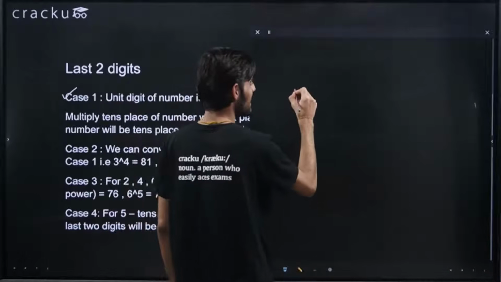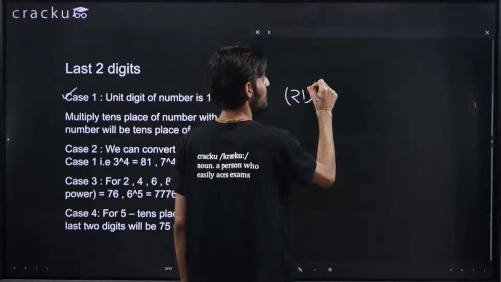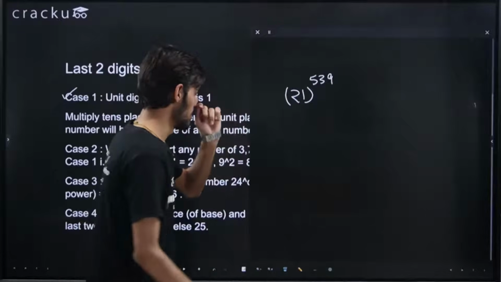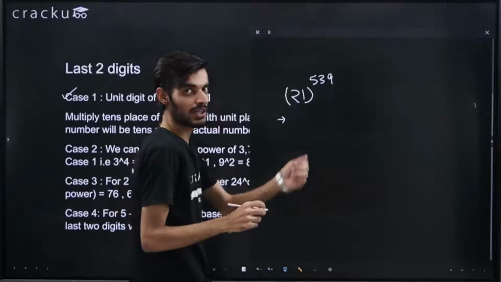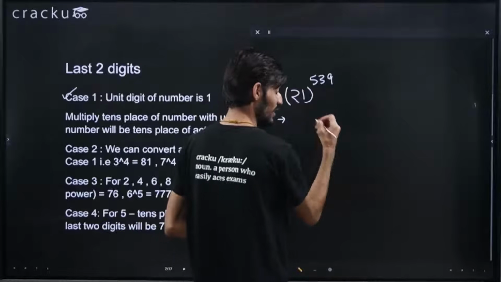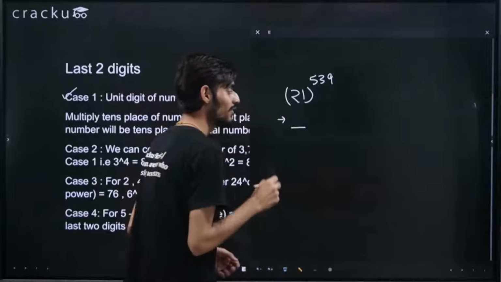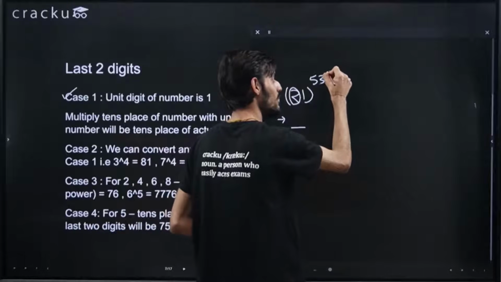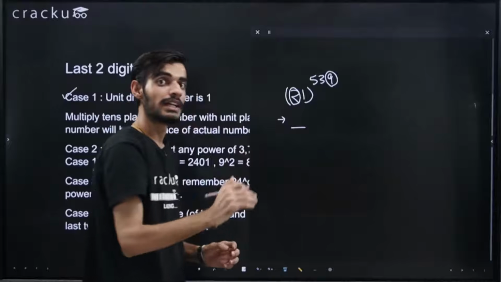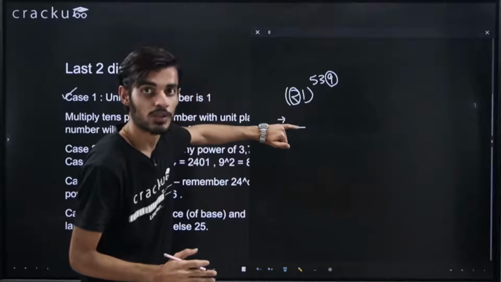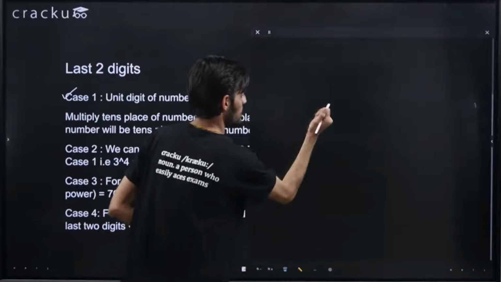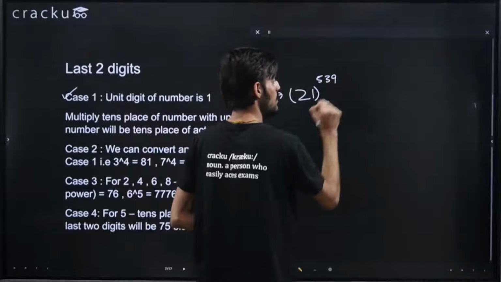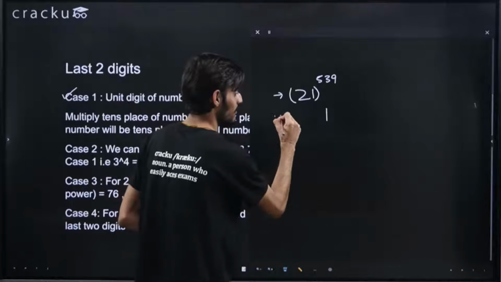Let's say I have a number 21 raised to the power 539. Because this number is ending in 1, we know that the unit digit will always be 1. But for the tens digit, what we need to do is multiply the tens place of the number by the unit place of the power, and whatever the result is, write its unit place in the tens place of the answer. So for 21 raised to the power 539, we need to find the last two digits.